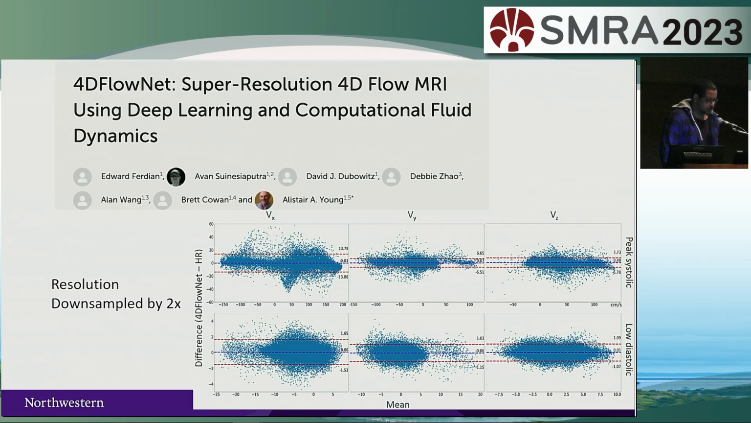Recently, multiple groups have shown success in using AI to improve the acquisition of 4D flow MRI. In a study by Faridan et al., they demonstrated the usage of AI to upsample 4D flow data by a factor of 2 using training data derived from computational fluid dynamics. Their work had around a 1 to 4% difference in hemodynamics from healthy controls.